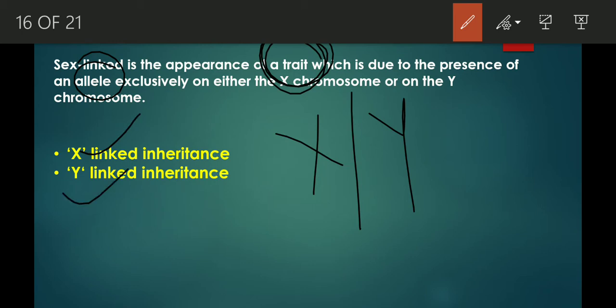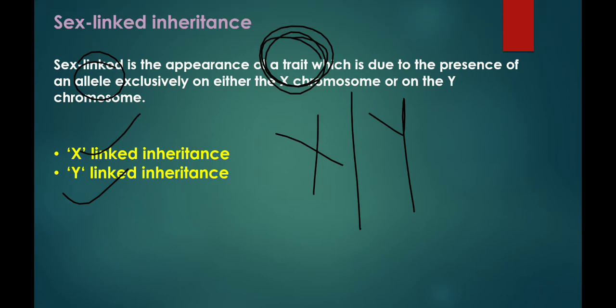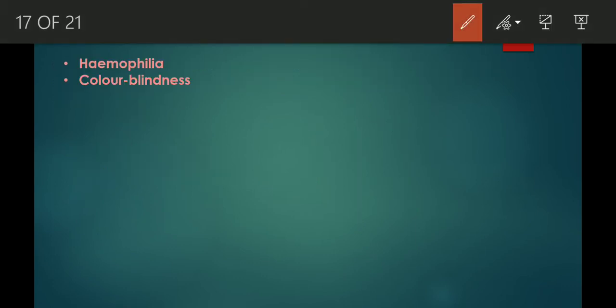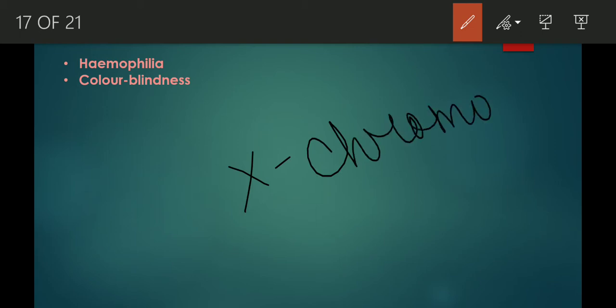Y-linked inheritance is not in the syllabus for class 10, but I will tell you in just a little bit about Y-linked inheritance. Let's move to X-linked inheritance. X-linked inheritance means the trait will appear due to the presence of an allele on the X chromosome. As the allele is present on the X chromosome, that's why the inheritance is known as X-linked inheritance. There are two examples. One is hemophilia, another one is color blindness.